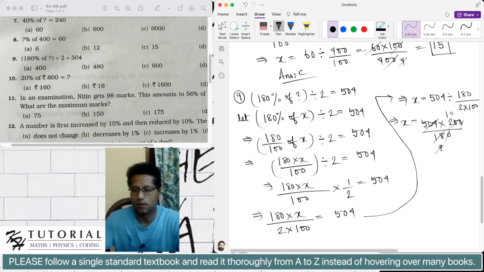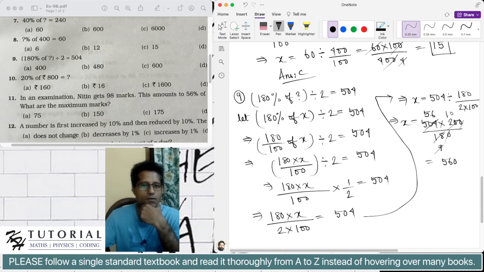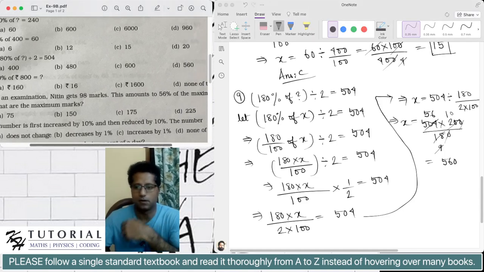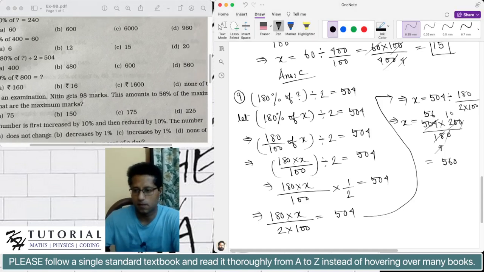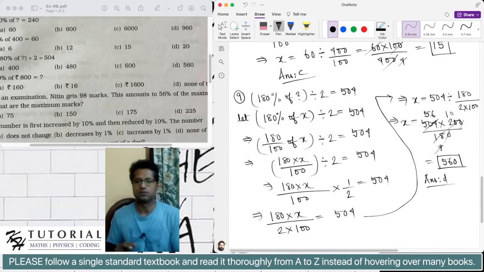with 56. So this is equal to 560. So the correct choice is D. D is the correct choice.